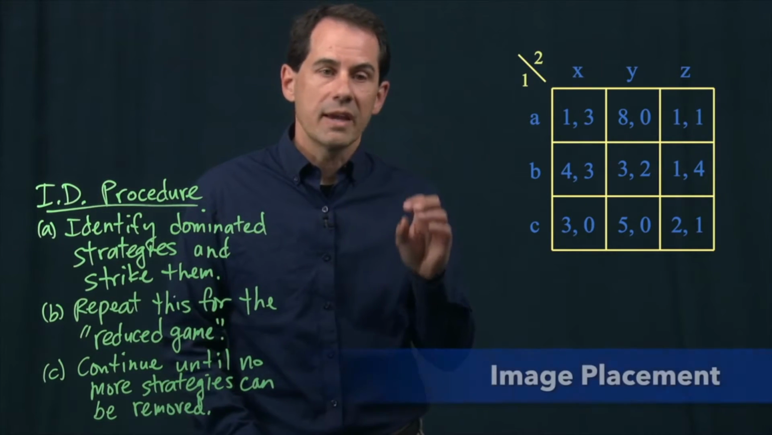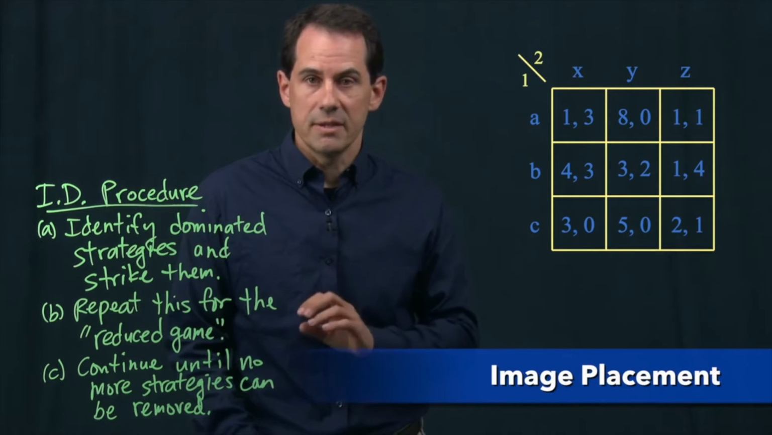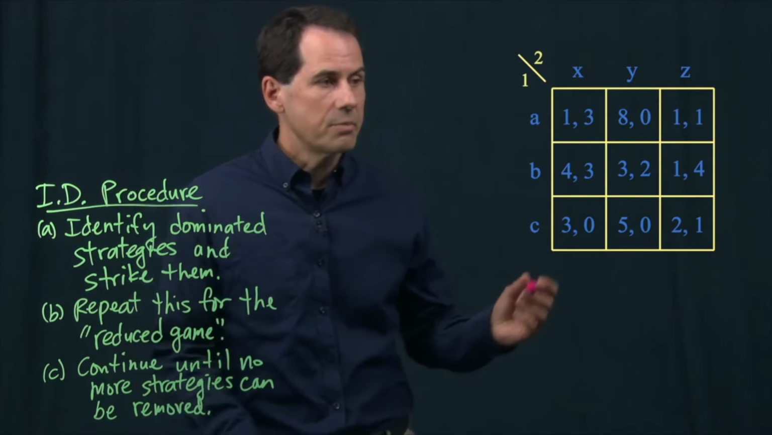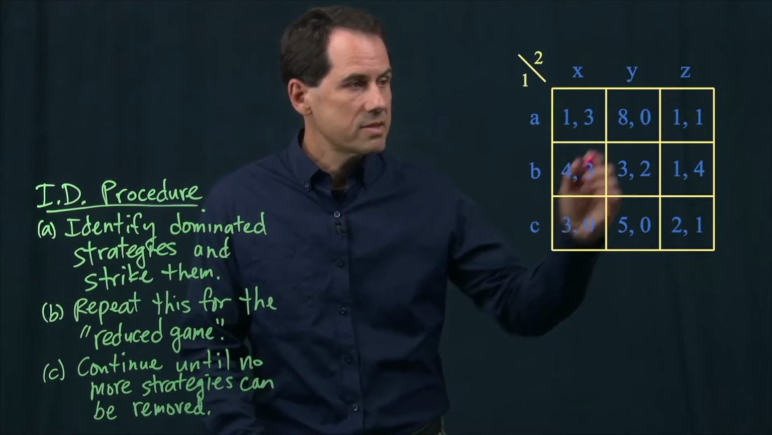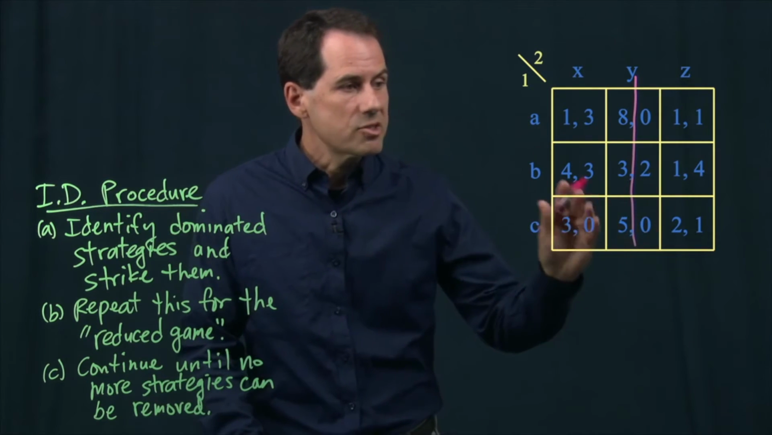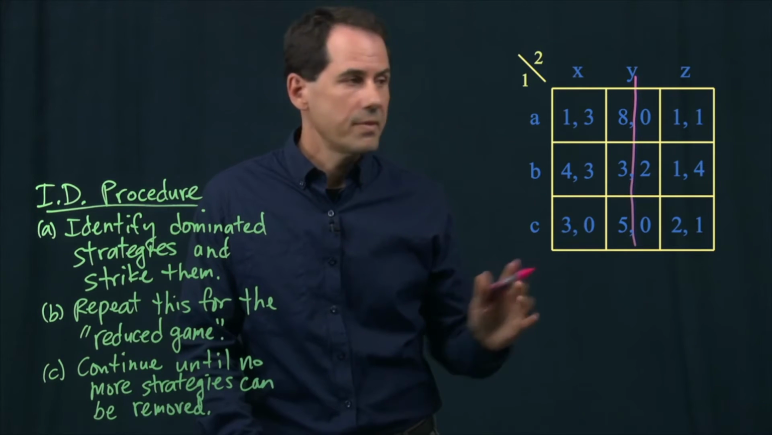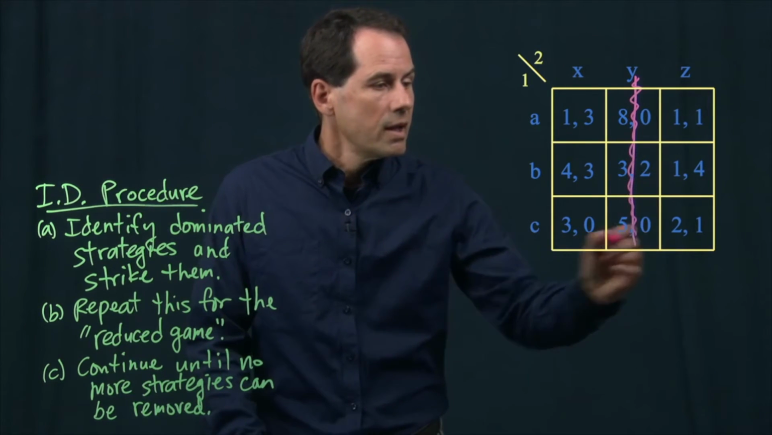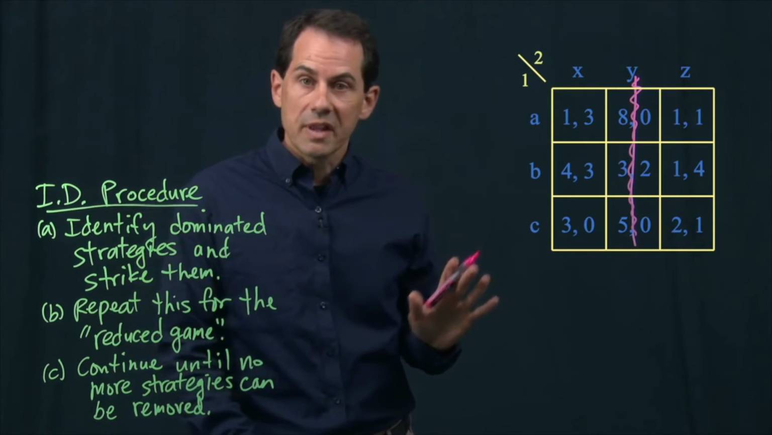So we can see then that Y is dominated by Z. Y is a strategy that player 2 would not select. It's irrational to play that strategy. So I'm going to strike that strategy from the game. I'm just going to remove it, because player 2 would never select it.